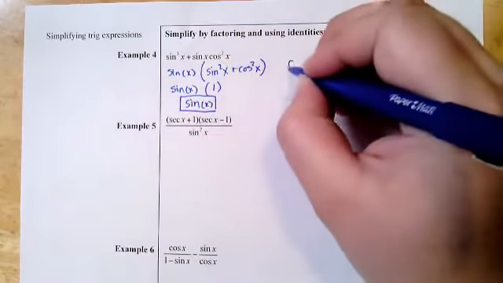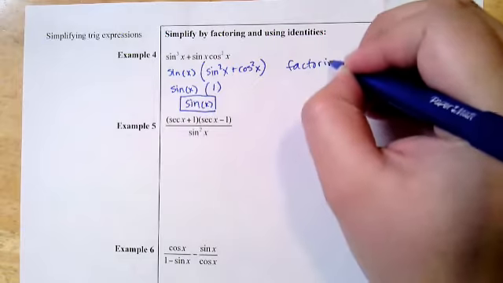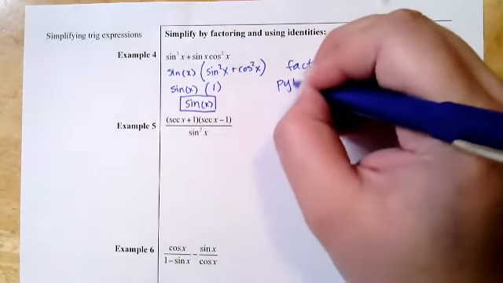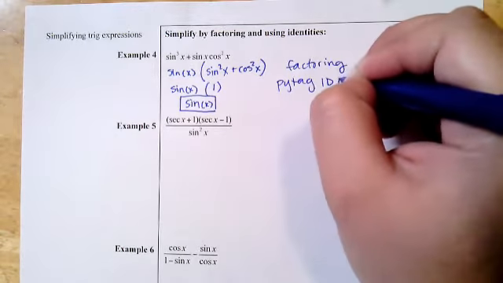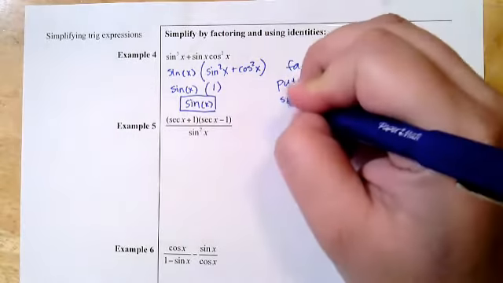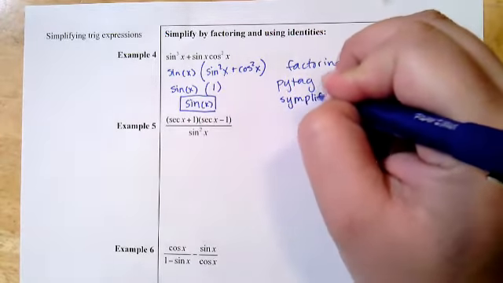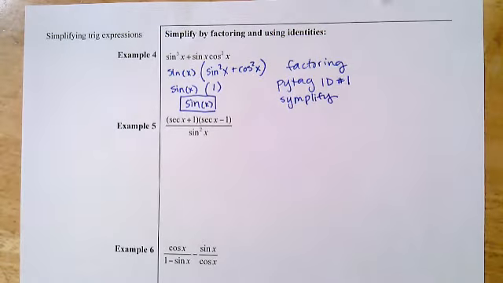What I'm going to do here, we did this by factoring, by Pythagorean identity number 1, and then by simplifying. So that when you look back at these notes, you can say, how did I get to that next step?